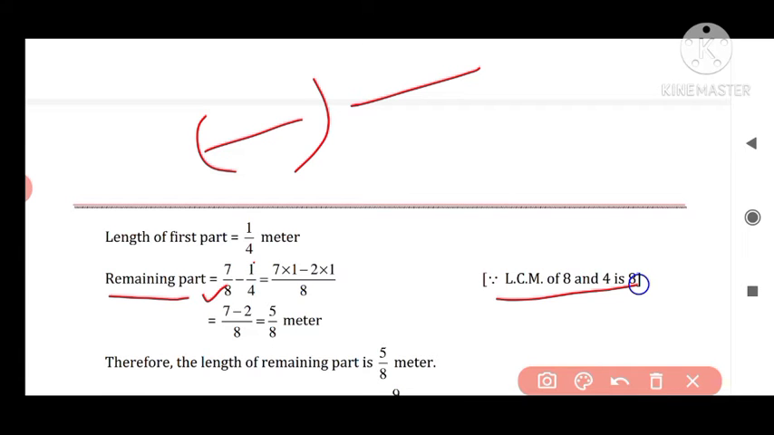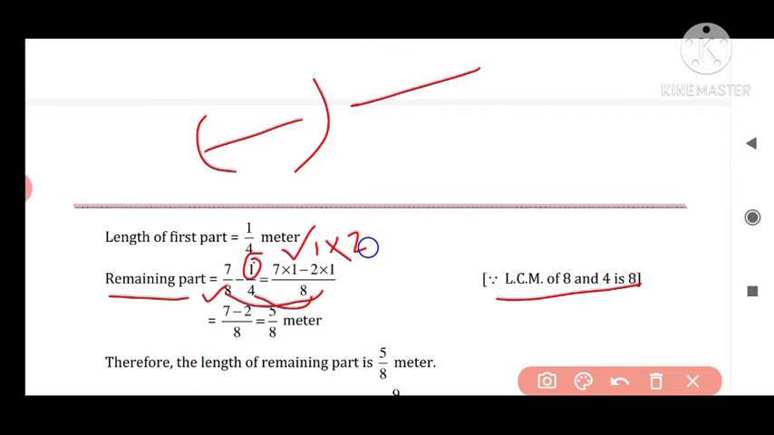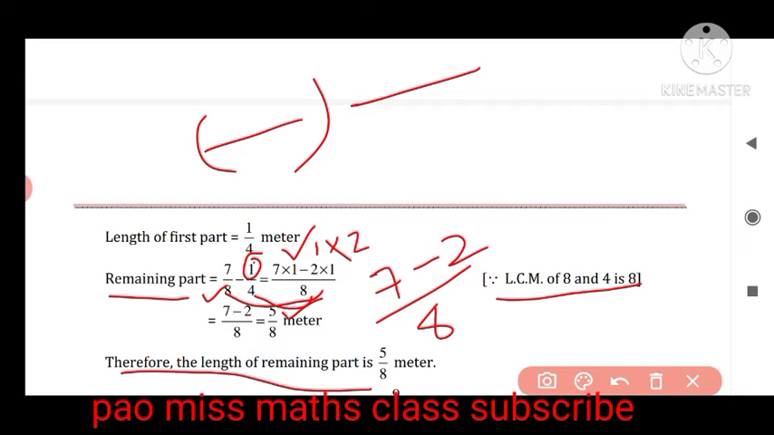So how will you do it? 7 multiply with 1. From where did this 1 come? This 1 comes from 8 divided by 8 is equal to 1. Then minus is there, so you will put minus here. Now then again what is here? 1, isn't it? So first you will write 1, okay, not 2. 1 multiply with, now 8 divided by 4 is equal to how much? 2. So what did we get? 7 into 1 is 7 and 1 into 2 is 2. Okay, 7 minus 2 upon 8. Now 7 minus 2 is equal to how much? 5/8 meter. So what is the answer? 5/8 meter. Therefore the length of the remaining part is 5/8 meter. Okay, this was the solution for this question.